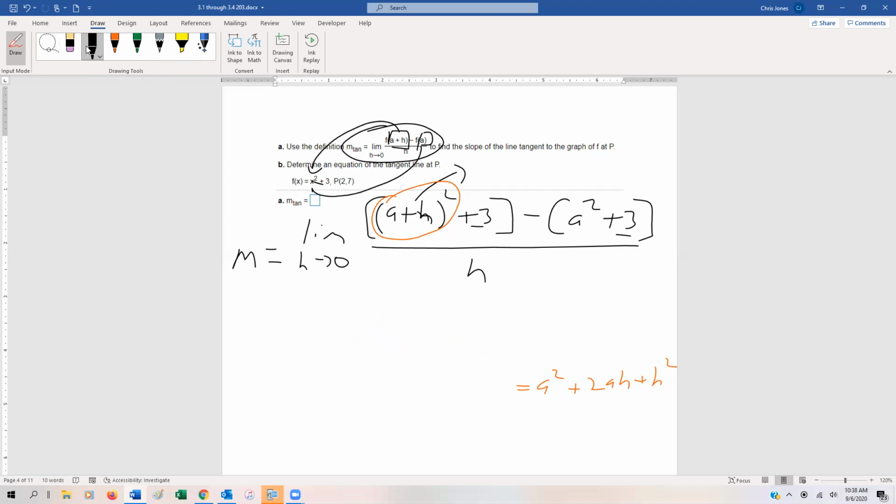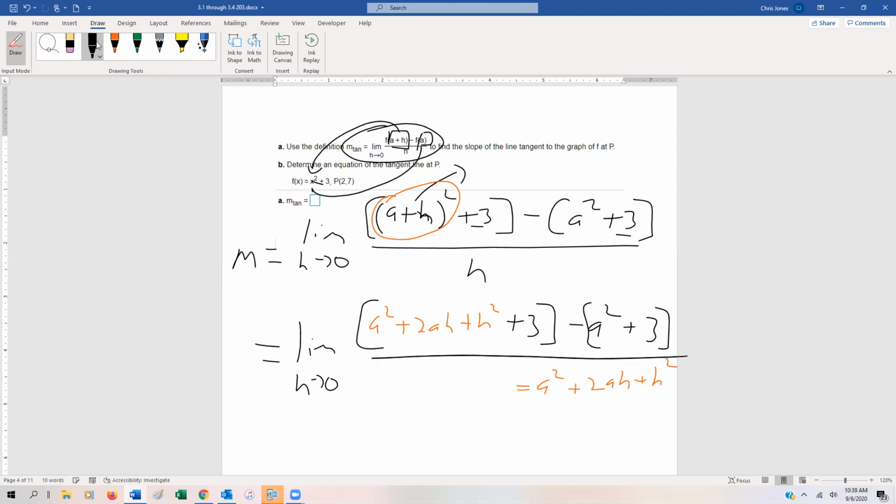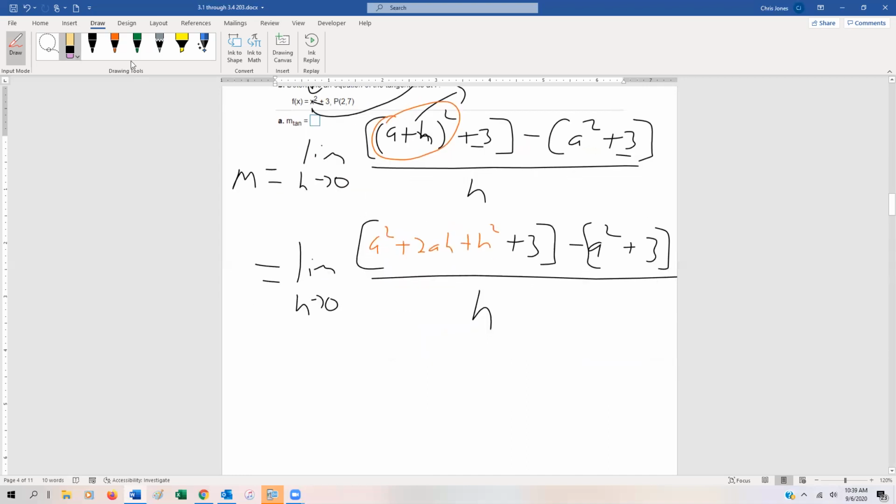So we're going to end up with the limit as h approaches 0 of a squared plus 2ah plus h squared plus 3, minus a squared plus 3, and we're going to divide all of that by h. I'm going to get rid of this now because that was the expanded binomial. Now what we can do is some algebra. We're going to distribute the negative to these two terms, and it looks like we're going to have some cancellation going on here.